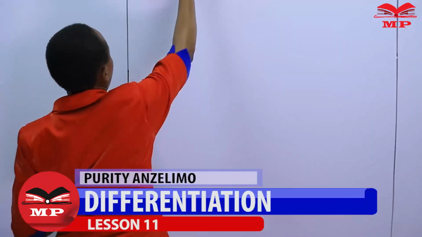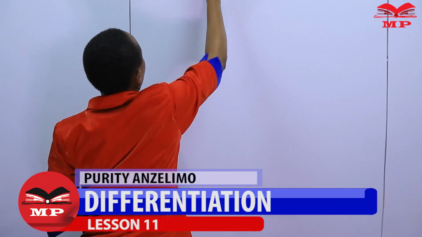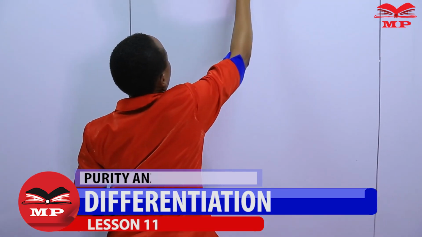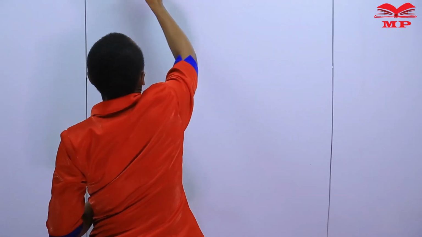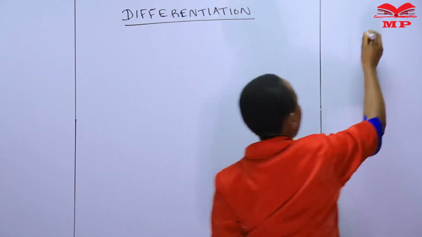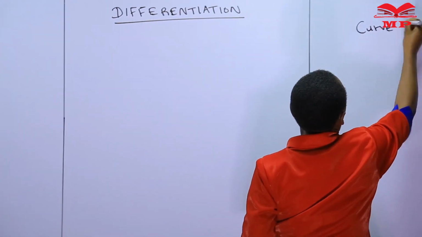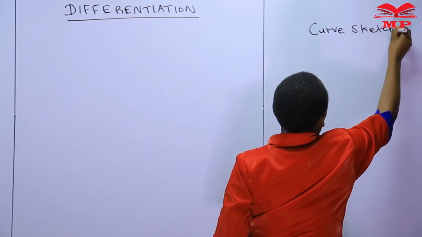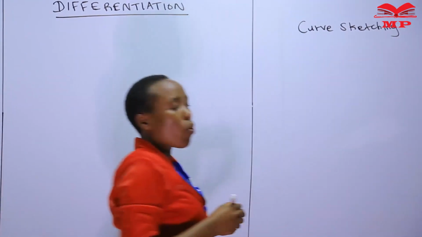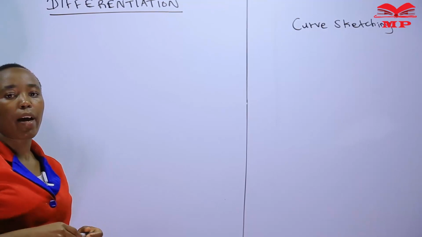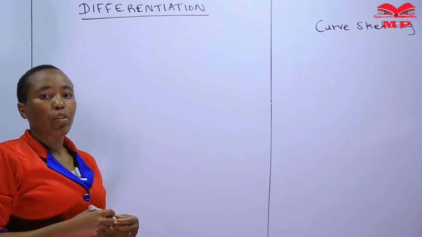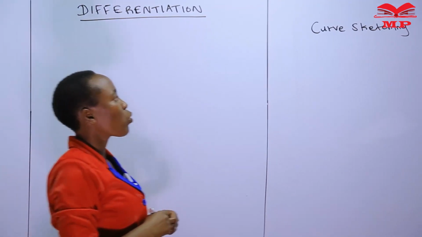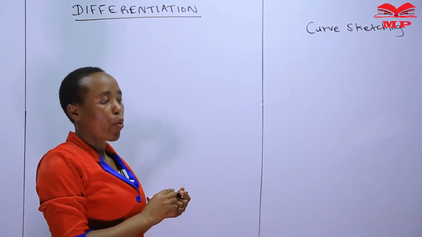Our topic is differentiation. In the previous lesson, we were looking at curve sketching. And we said that whenever you want to sketch a curve, you can do it even on plain paper, and there are steps that one needs to follow to be able to sketch a curve given the equation.